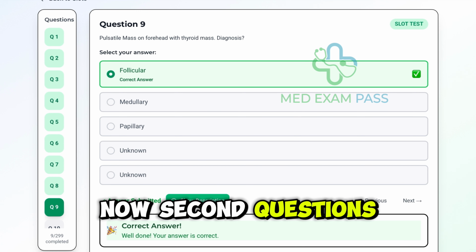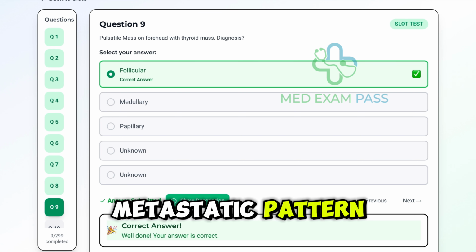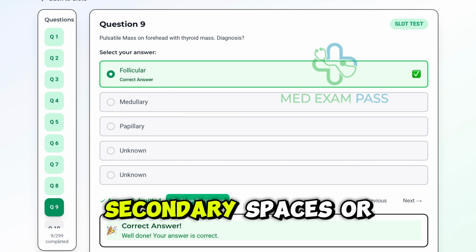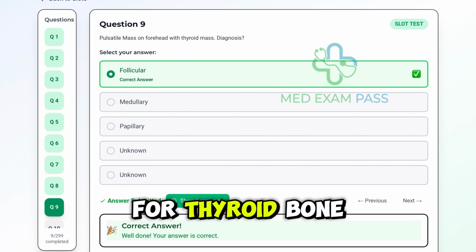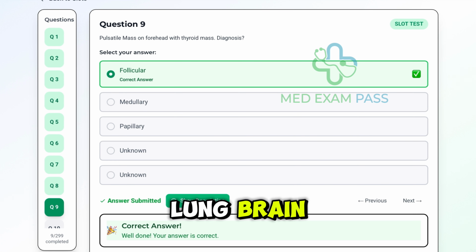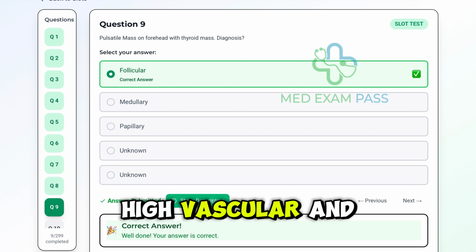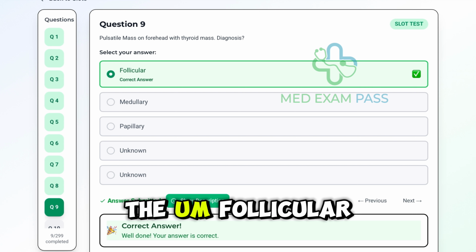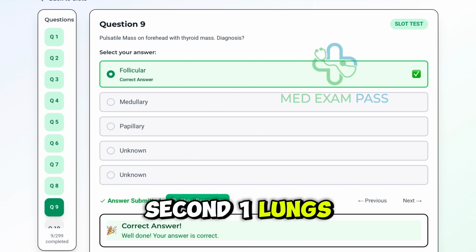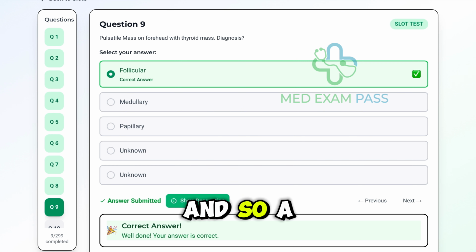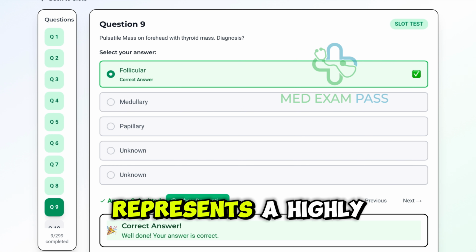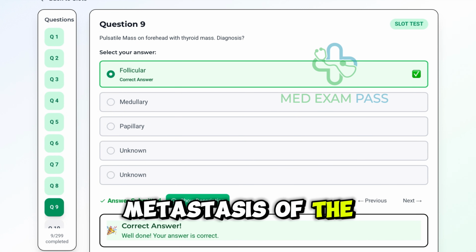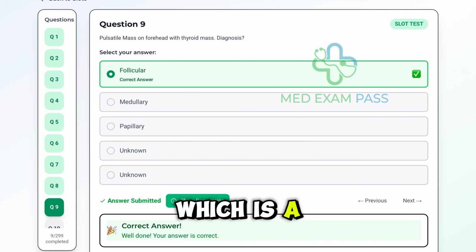Now, a related question could be asked on the metastatic pattern. What are the most common hematogenous secondary sites or metastatic sites for thyroid? Bone, lung, brain, liver. Bone is the most common: skull, vertebra, ribs, pelvis, long bones, highly vascular and often pulsatile. So bone metastasis is very common for follicular thyroid carcinoma. Second one, lungs. And so a pulsatile mass on the forehead represents a highly vascular bone metastasis of the calvarium of the skull, which is pathognomonic for follicular thyroid carcinoma.